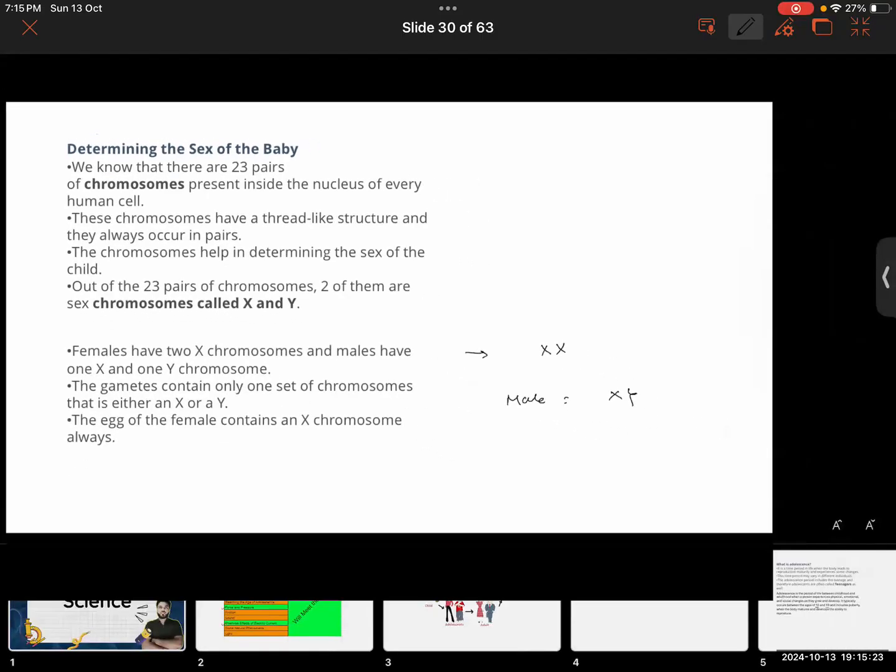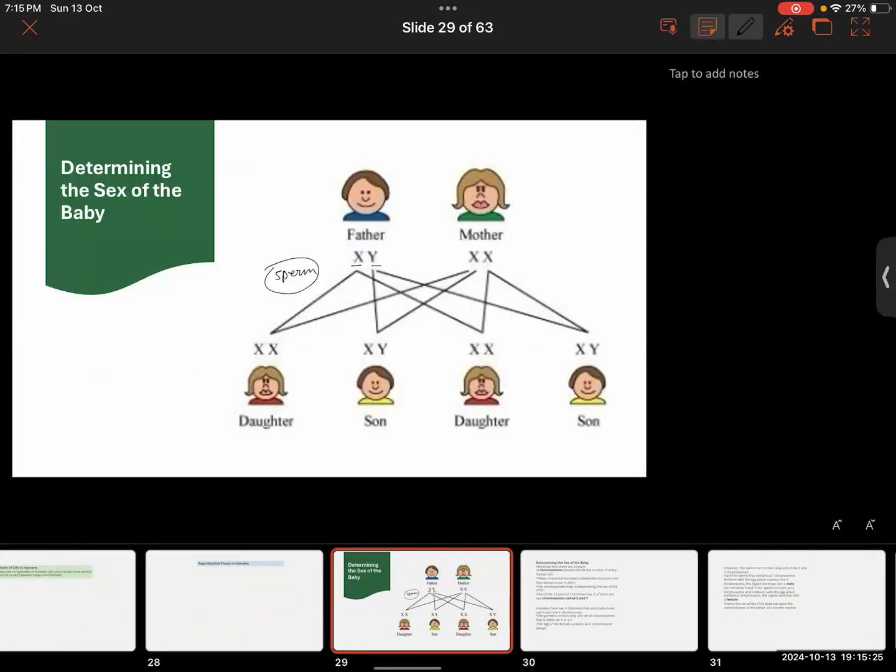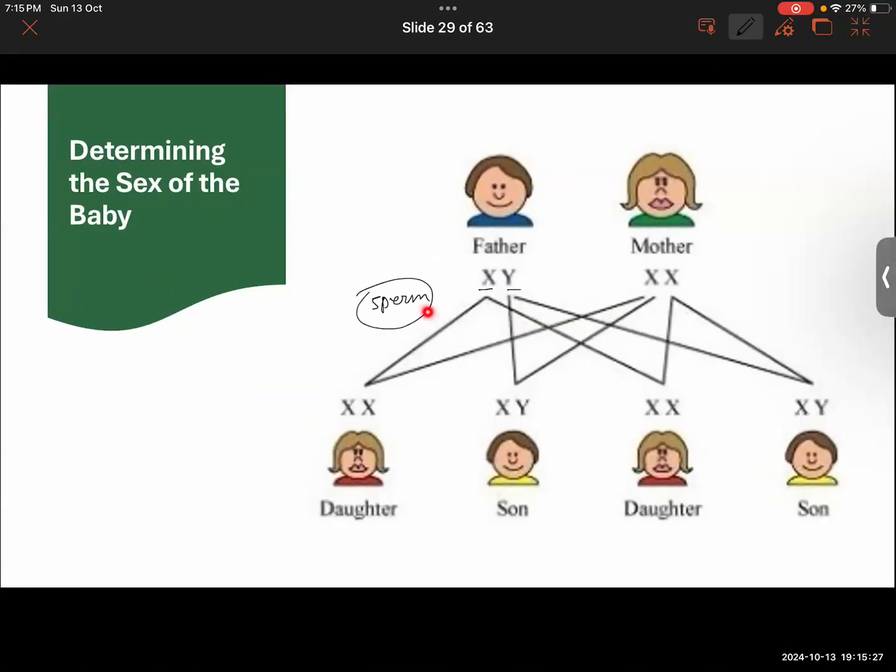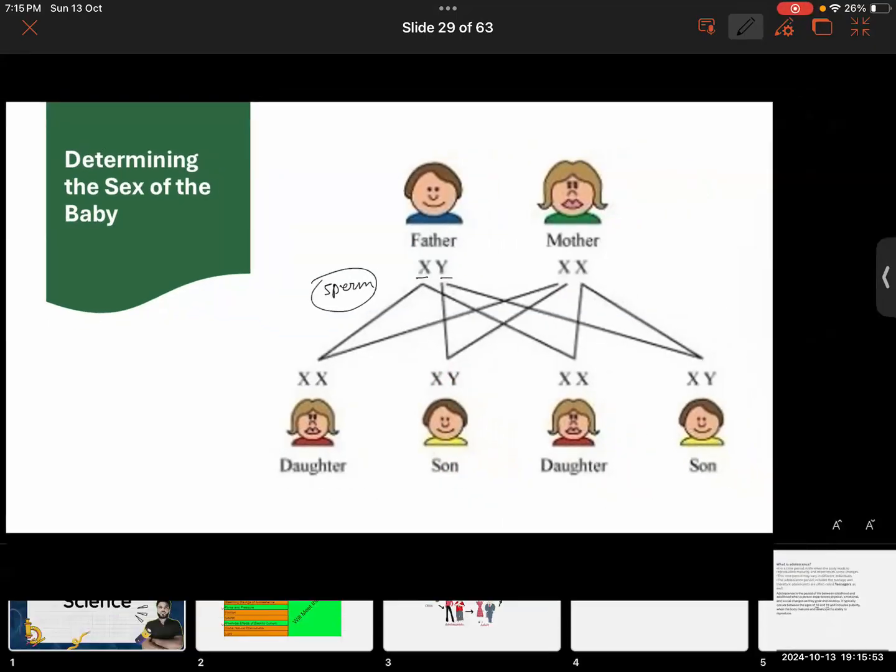So in this, we learned that in the process of fertilization, if the sperm is carrying the X chromosome and it fertilizes the ovum carrying the X chromosome, the zygote formed will have XX chromosomes, and that will be a daughter. And in the case of XY, if the sperm is carrying the Y chromosome and the ovum is carrying the X chromosome, the zygote will have XY chromosomes, and the child born will be a son. Got it so far now?